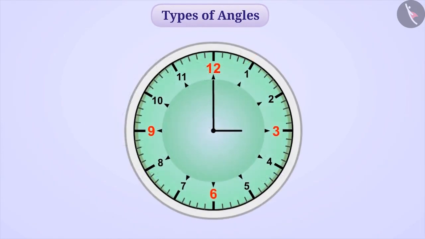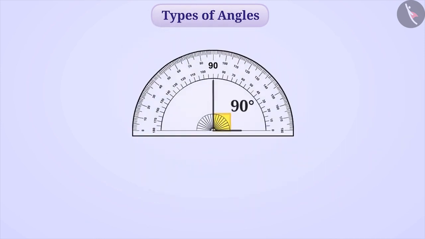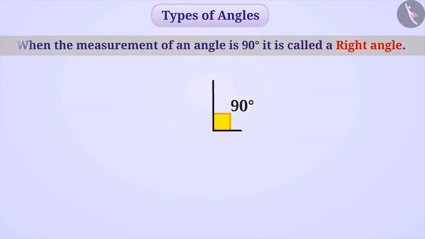Here, a clock is shown where one hand is on 12 and the other hand is on 3. If we measure the angle between both the hands, we will get 90 degrees. If the measurement of an angle is 90 degrees, then it is called a right angle.